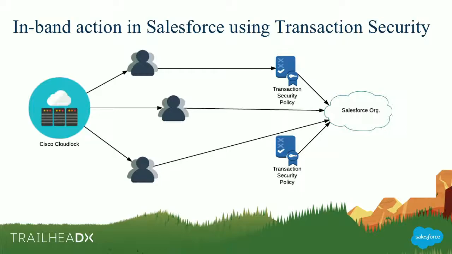So a little bit of architecture, how we built a framework on top of transaction security. First, the Cloudlock user behavior engine detects any anomaly within the user's behavior. If there's an anomaly, it results in a violation. And in case of violation, we take action using the transaction security.